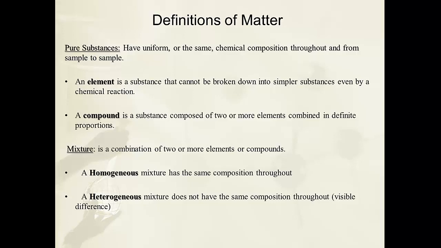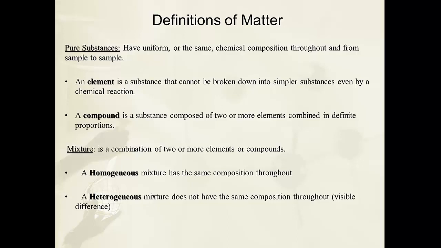Let's have a look at some definitions of matter. Pure substances have uniform or the same chemical composition throughout and from sample to sample. So if something's pure, it's going to have the same chemical composition all the way through. Can you have a pure sample of sucrose, of table sugar? Yes, you can. It doesn't have to have the same atom or element all the way through to be pure.